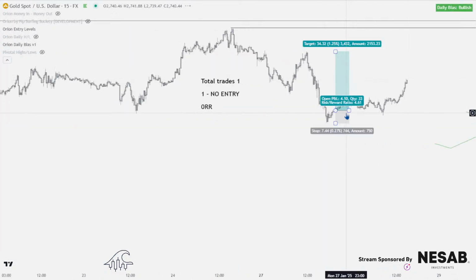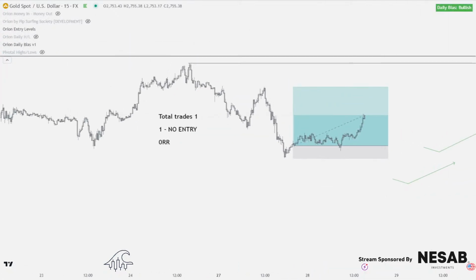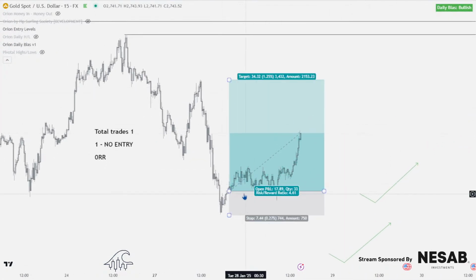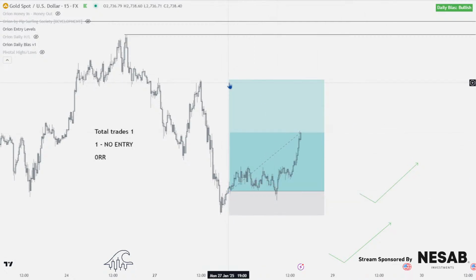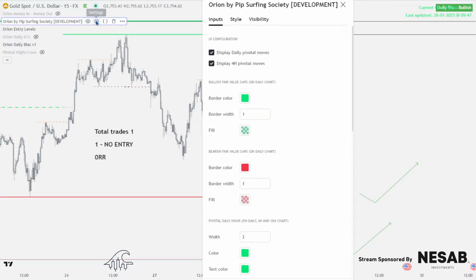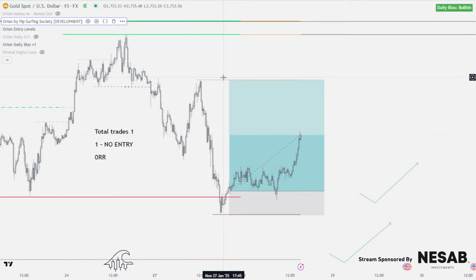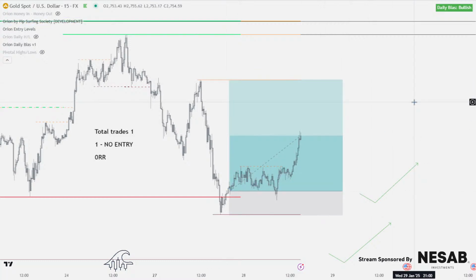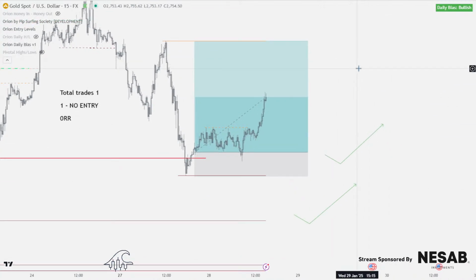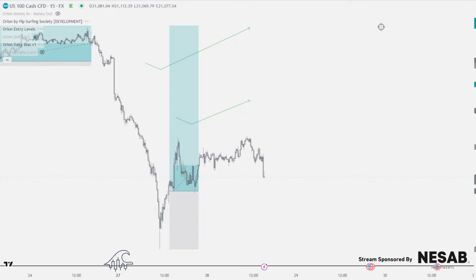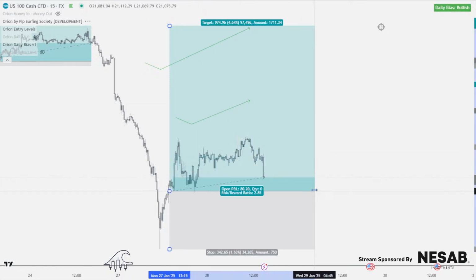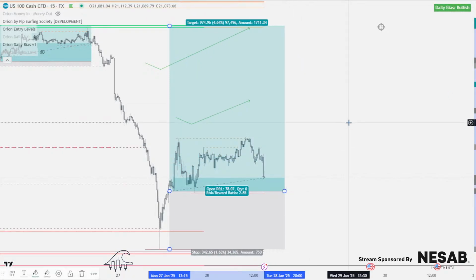So we had an entry on gold yesterday. Unfortunately, it took us out at BE just after the market reopened this morning. We changed this here, so 1 to 4.6. And NAS 100 as well, we're break even on this.